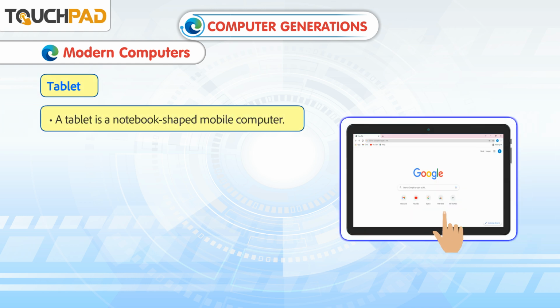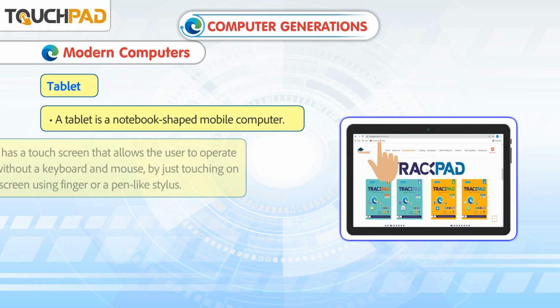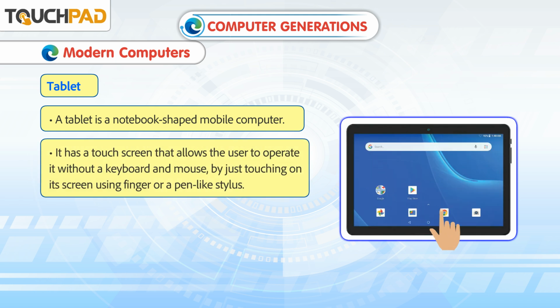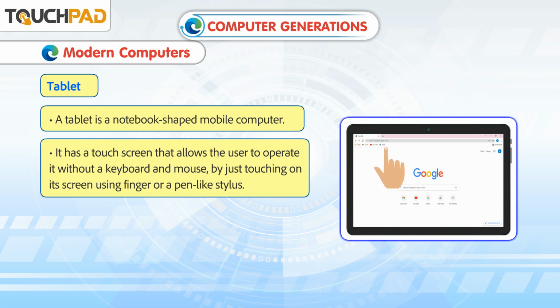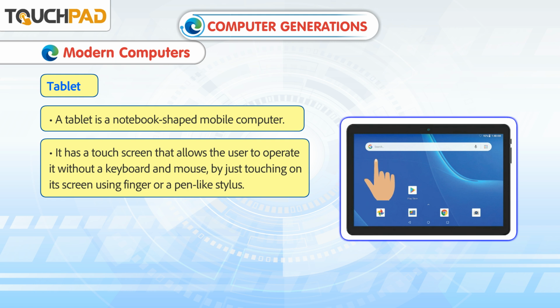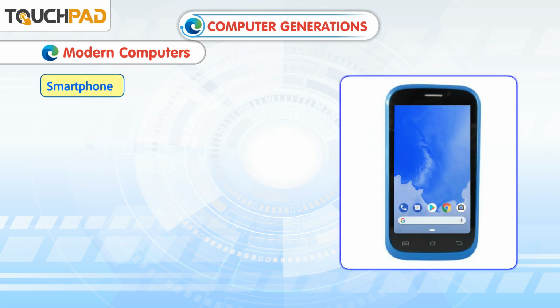Tablet. A tablet is a notebook-shaped mobile computer. It has a touch screen that allows the user to operate it without a keyboard and mouse by just touching on its screen using finger or a pen-like stylus.